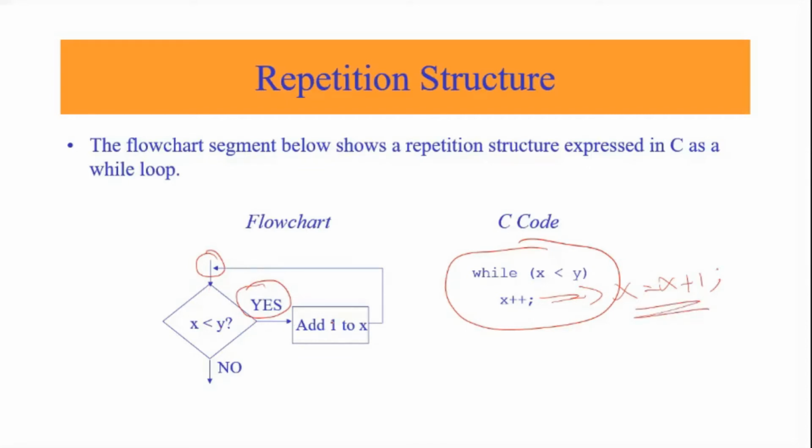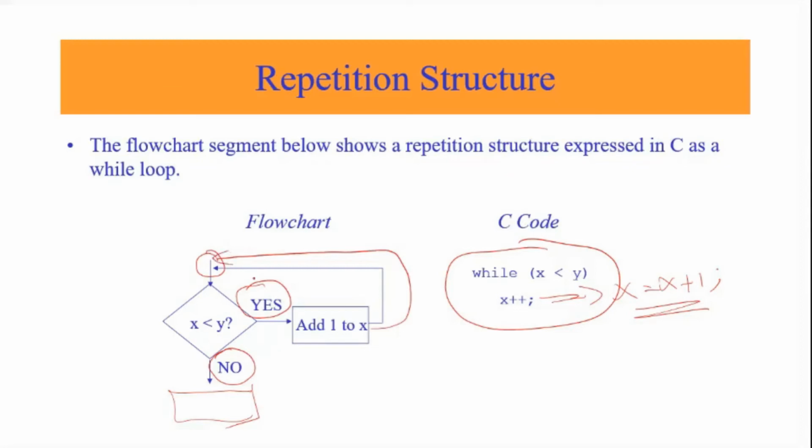So this is repeated till x is at least equal to y. Once x is greater than or equal to y, this condition becomes no, or this condition becomes false. So when this condition becomes false, it goes to some other operations. Then here it can be a sequence, or another repetition structure, another sequence structure, or another decision structure, whatever it is. So that is possible.